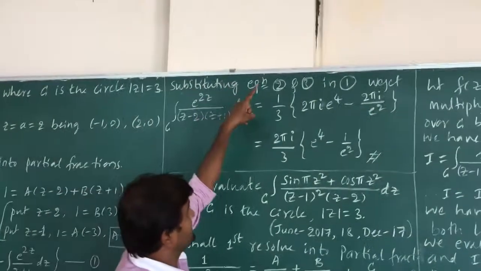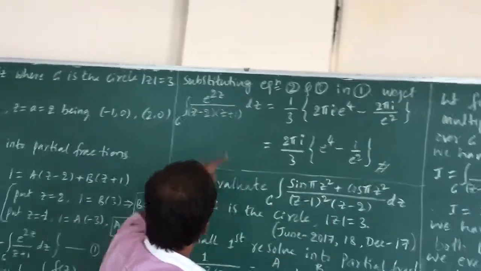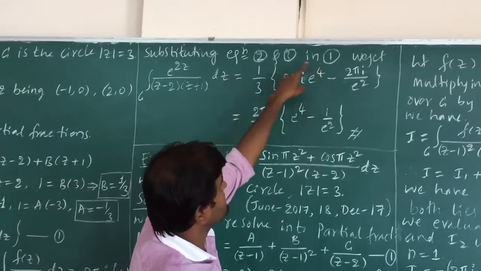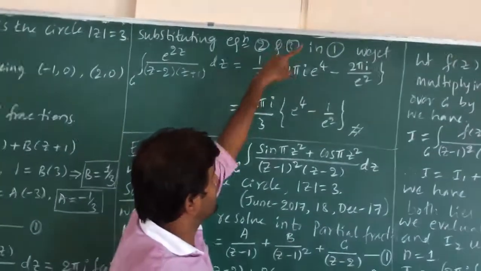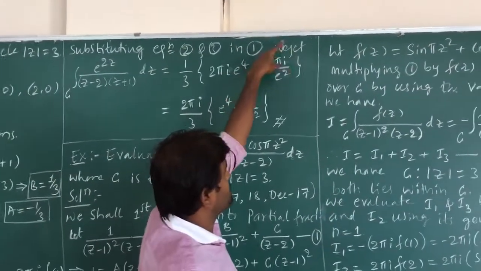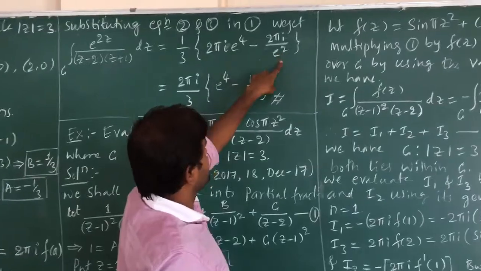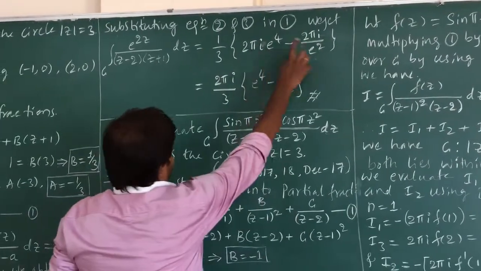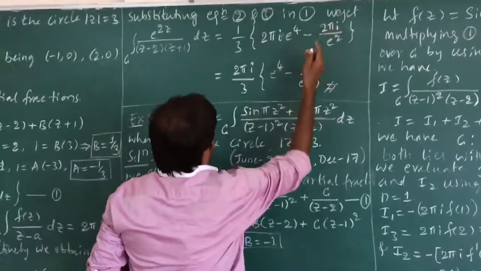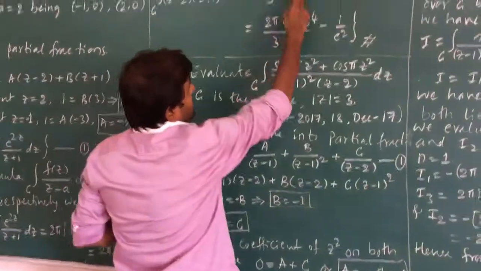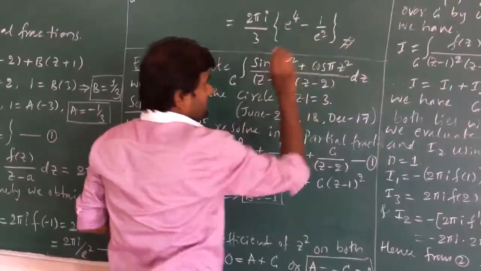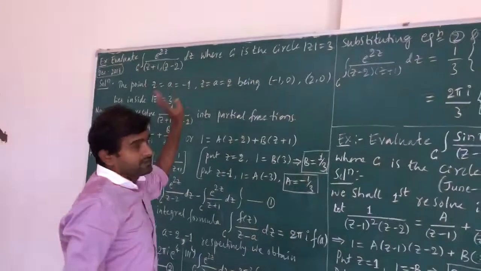Now substituting equations 2 and 3 in 1, we get the given integral equal to 1 by 3, times the integral over c of e raised to 2z divided by z minus 2, minus the integral over c of e raised to 2z divided by z plus 1. After simplifying, the common term is 2 pi i, which I am taking outside. So 1 by 3 into 2 pi i, times the remaining e raised to 4 minus 1 by e raised to 2. This is the required solution of the given example.